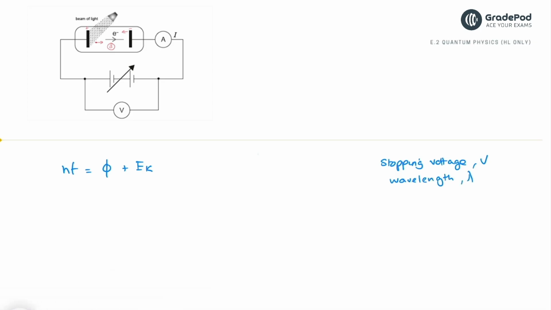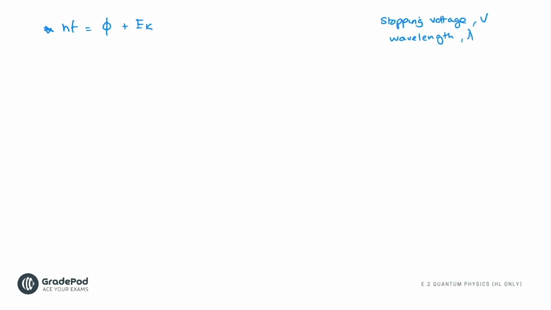To do that, we need to rearrange this formula to have stopping voltage on the y-axis and wavelength on the x-axis. Let's tackle wavelength first. Instead of hf, we can have hc over lambda. Why can we do that? Well, c equals f lambda when we're looking at light, so f equals c over lambda. So instead of putting E equals hf, we can put E equals hc over lambda. So we're happy with that. That brings our equation to this.